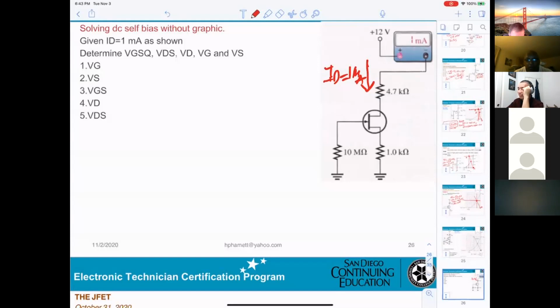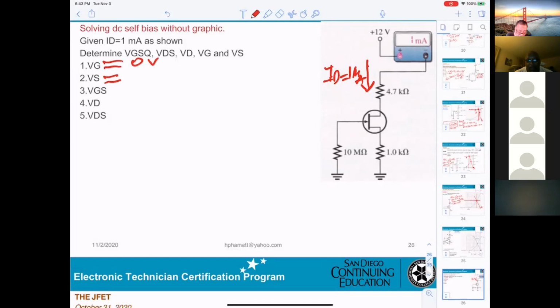What do you mean VDS? Oh, never mind, scratch that. Okay, what does VG equal? Zero. Yeah, zero. I was just doing number 3. VGS is -1 volt. VG is 0. What is VS? ID times RS. Perfect. ID times RS.